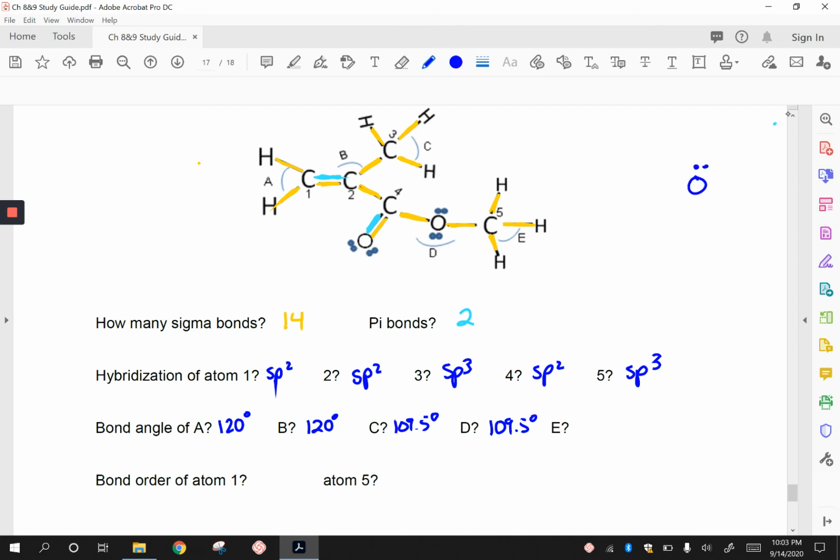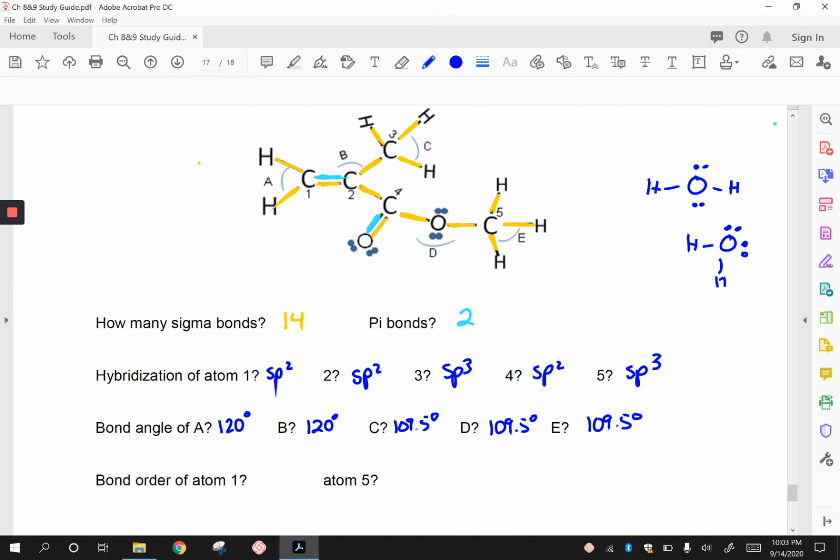It's just like water, right? Water, you can draw it like this, or you can draw it like this, right? That angle, whether it's this one or this one, is really 109.5 or 104.5. It's a little bit smaller. It's not 180. It is not linear, so watch out here. And finally, E, 4 areas of electrons, so again, 109.5 degrees.